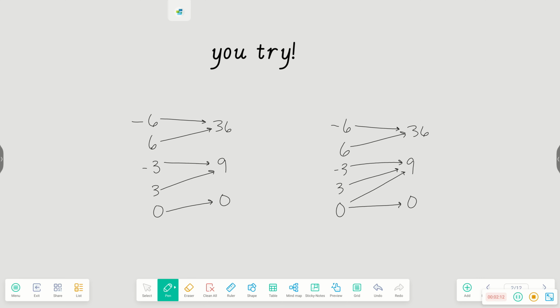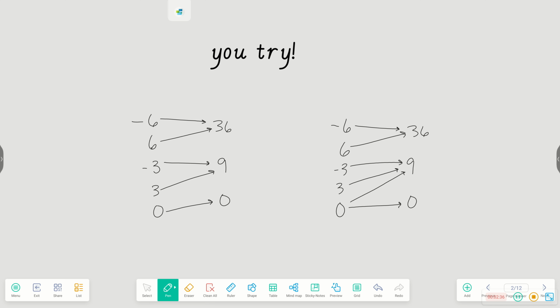So here are some examples. These can be represented in many different ways. You could have a table. You can have a mapping like this. You can have many different ways, but you just have to know that each thing in the first set can only have one birthday on that right-hand side, okay? They cannot have two birthdays, but two people can definitely have the same birthday.